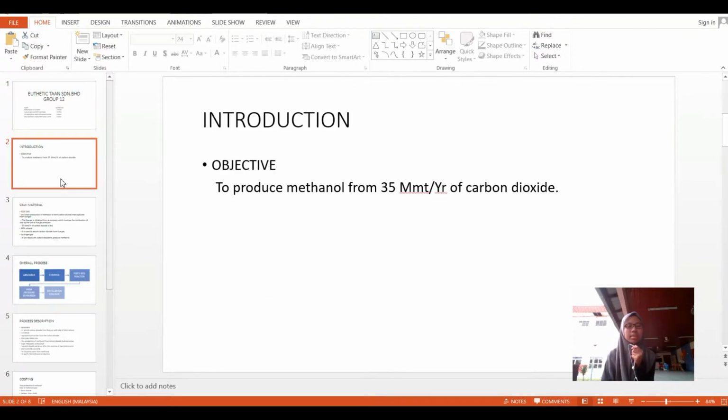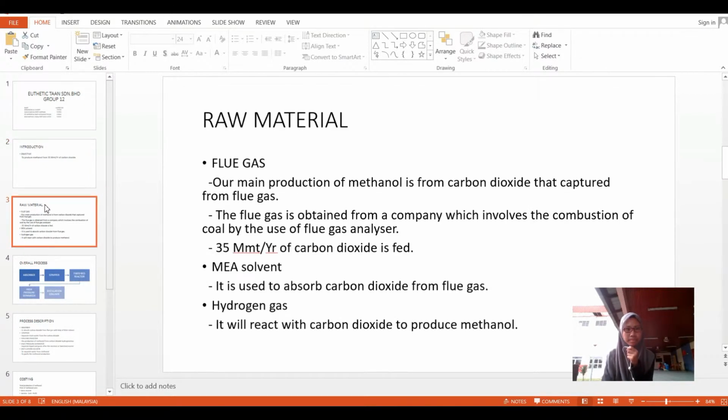Okay, next is our introduction. Our objective is to produce methanol from 35 million metric ton per year of carbon dioxide. Our raw materials are flue gas, MEA solvent, which is monoethanolamine, and hydrogen gas.